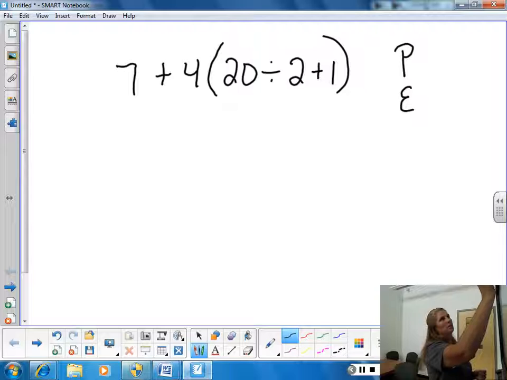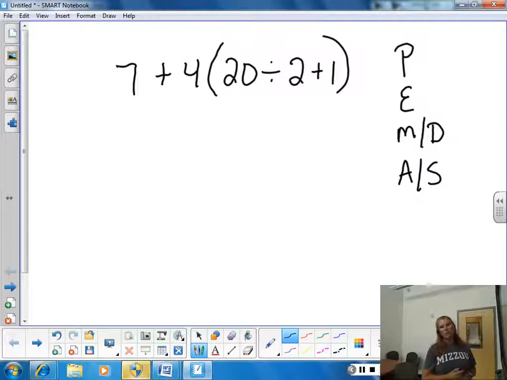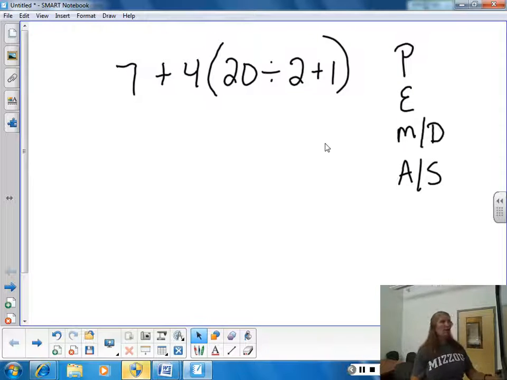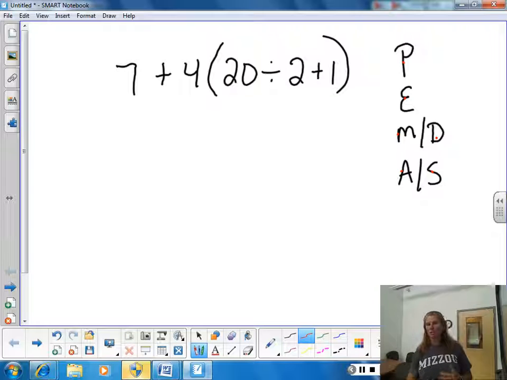Parentheses, exponents, multiply, divide, add, and subtract. So some people, in order to remember that, and I'm going to show you those written out in a second, use this little, what we call a mnemonic, that says, please excuse my dear Aunt Sally. And that's how they remember the order of operations. Please excuse my dear Aunt Sally.